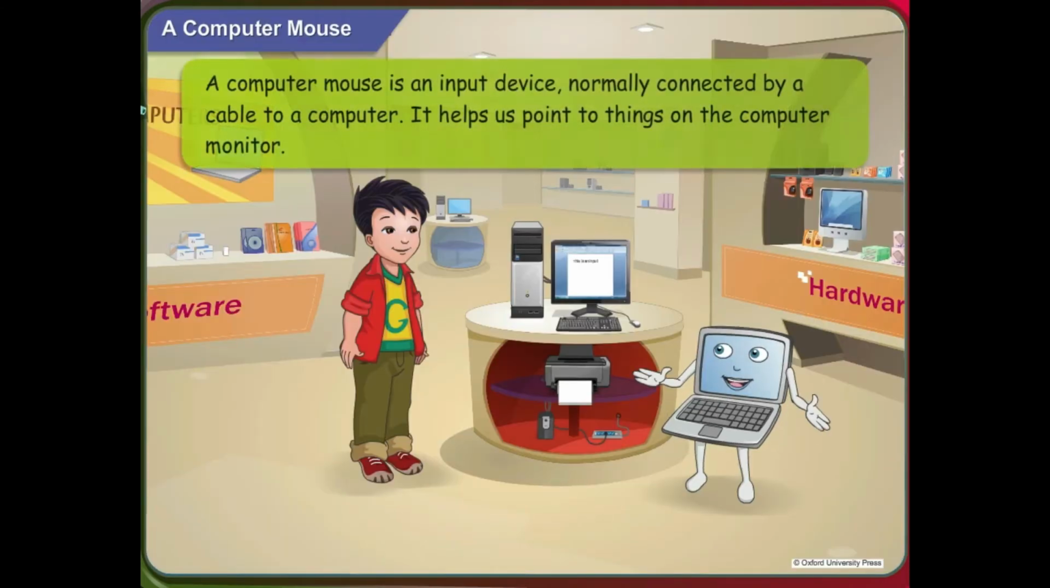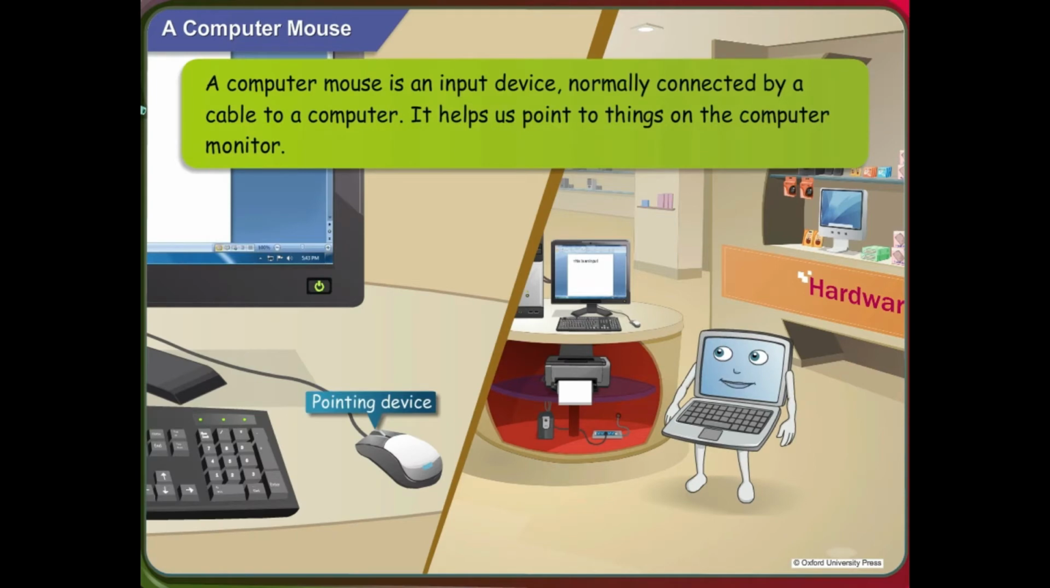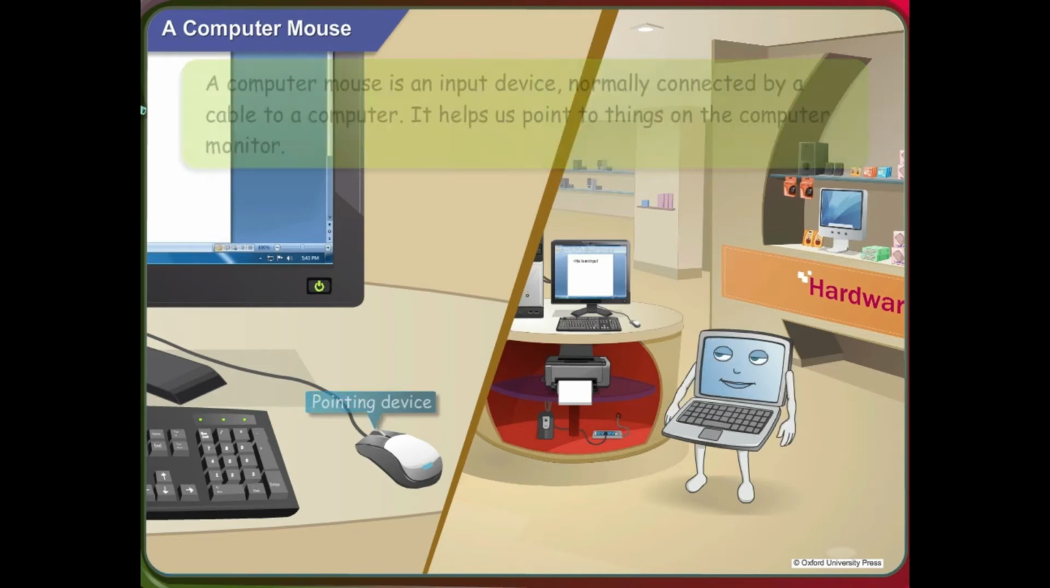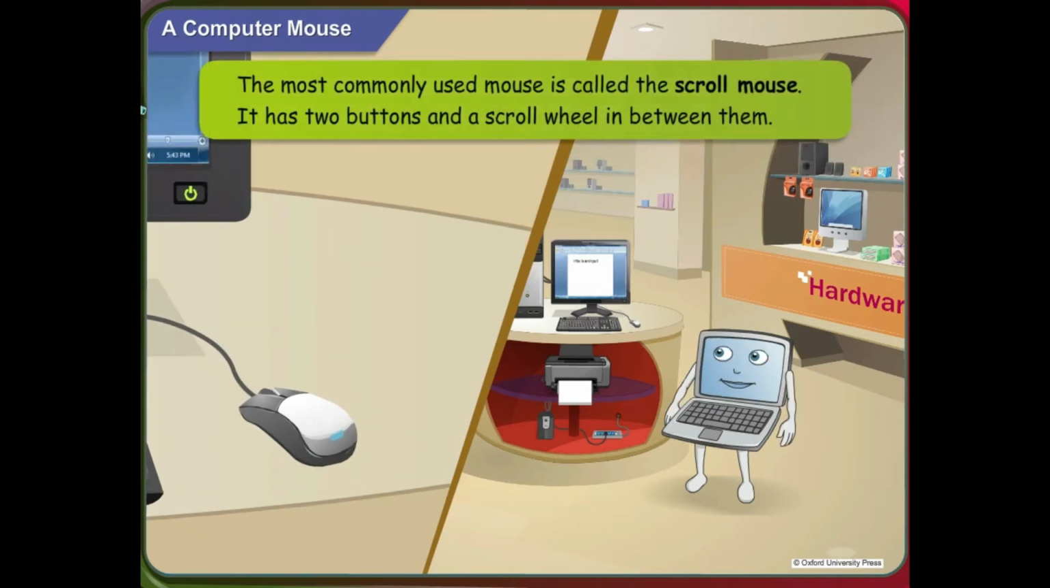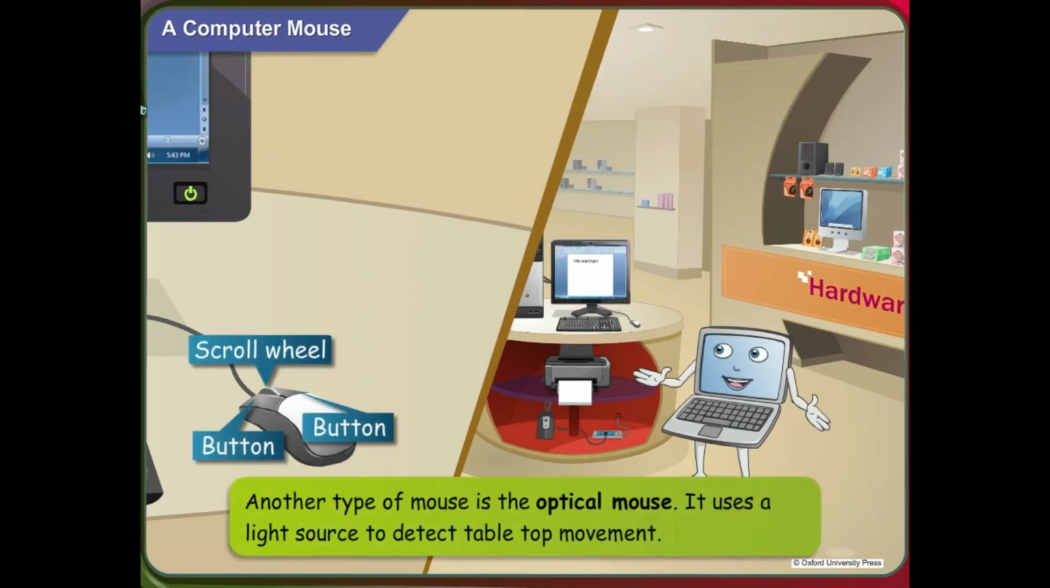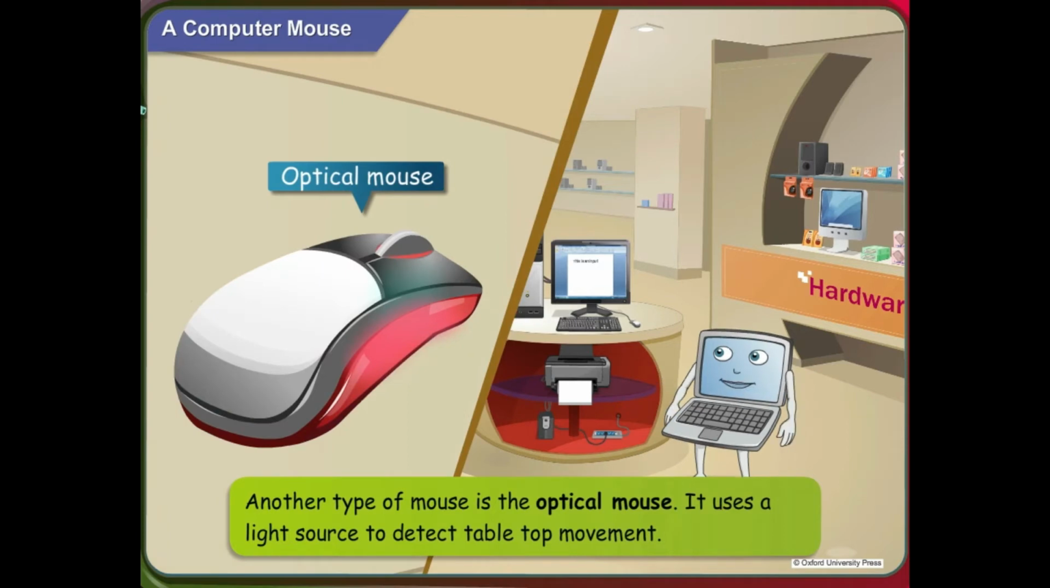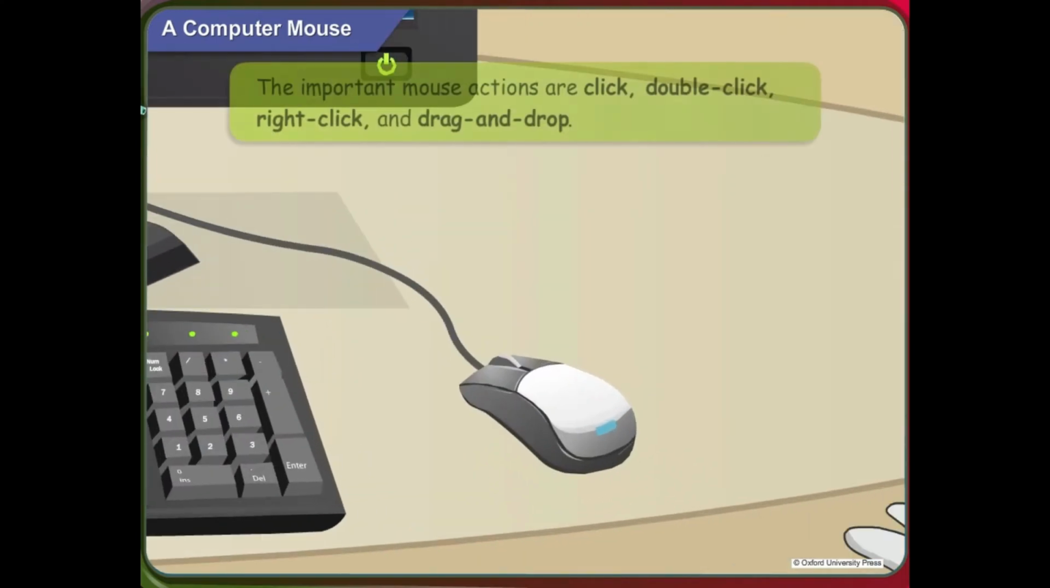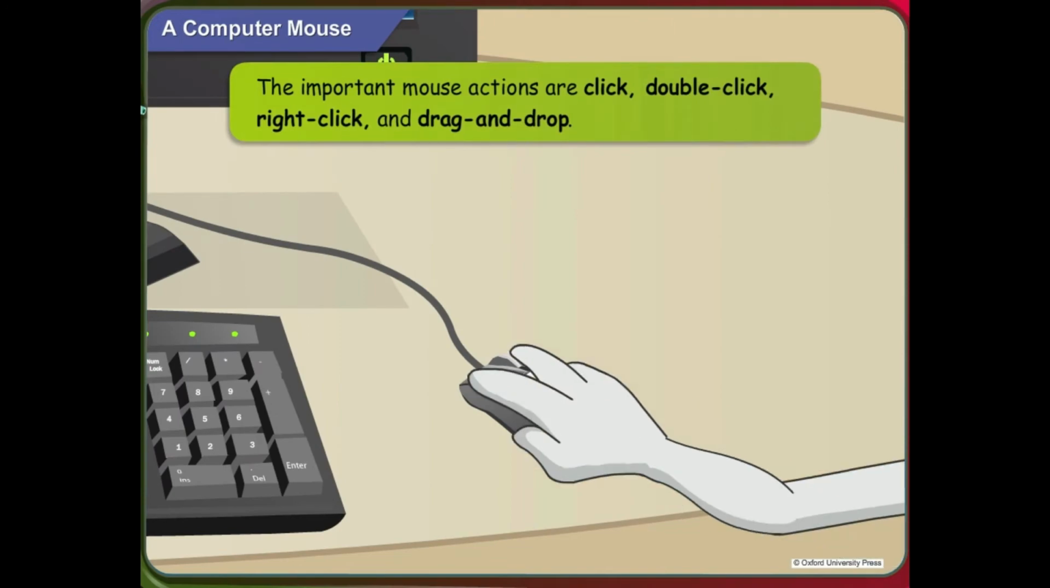A computer mouse is an input device normally connected by a cable to a computer. It helps us point to things on the computer monitor. The most commonly used mouse is called the scroll mouse. It has 2 buttons and a scroll wheel in between them. Another type of mouse is the optical mouse. It uses a light source to detect tabletop movement. The important mouse actions are click, double click, right click, and drag and drop.